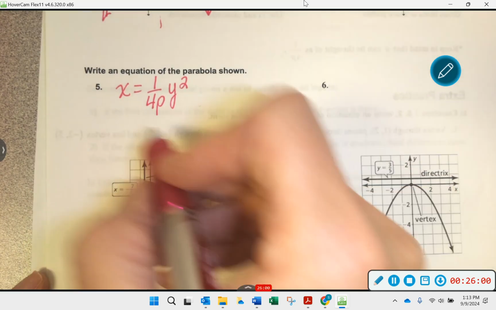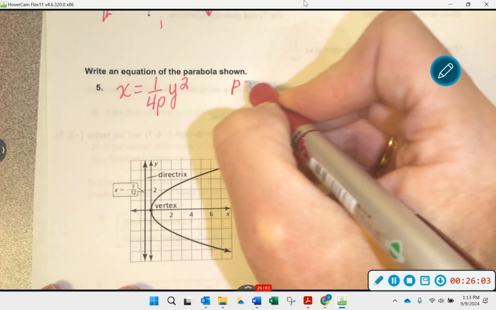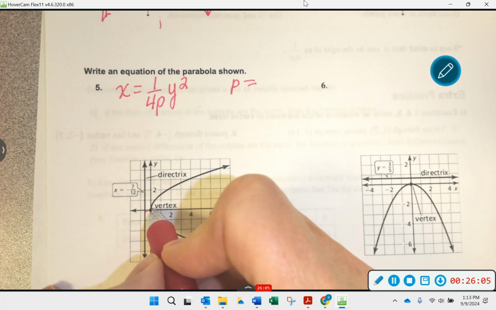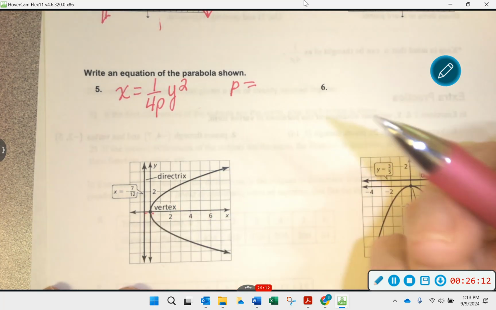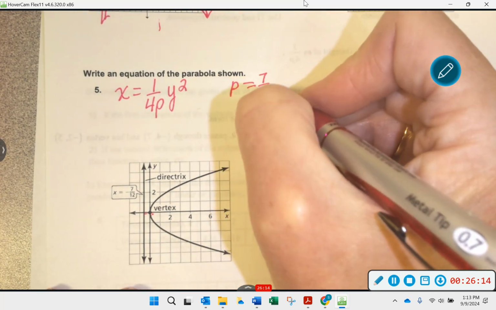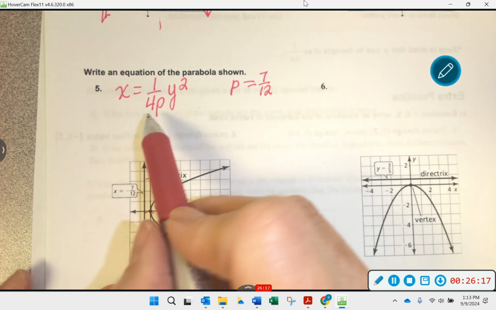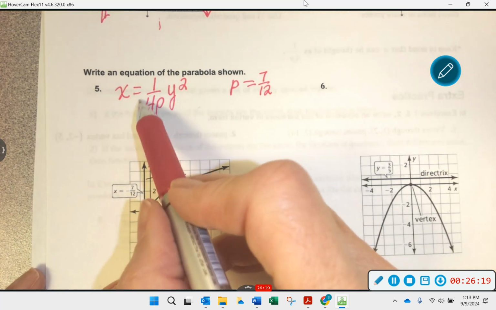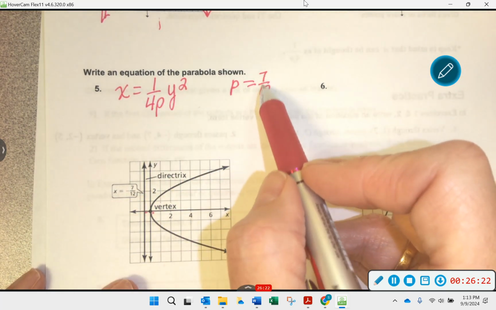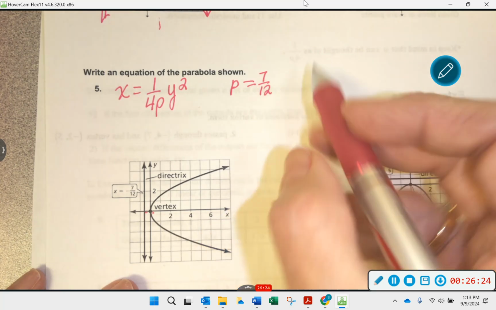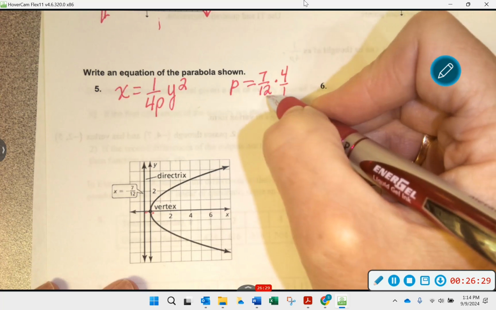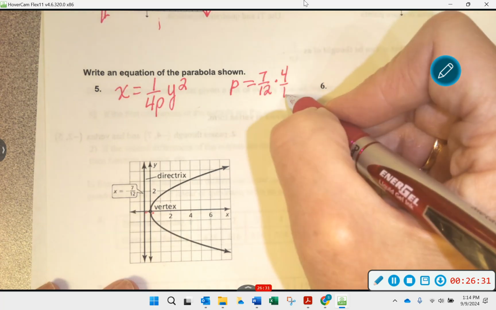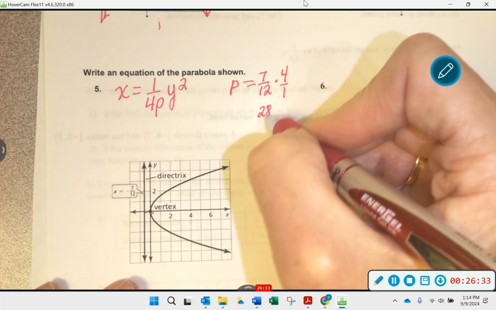All right. So what is p going to be? Well, it's the distance between these two. What's the p value then? No, not 0. How far apart are they? Okay, we don't care about the negative really. We just use 7/12. You don't have to worry about that. So what am I going to do to figure out what goes in this denominator then? I have to take this and multiply it by 4. Okay. So I'm going to get 28/12 that I have to put in lowest terms.